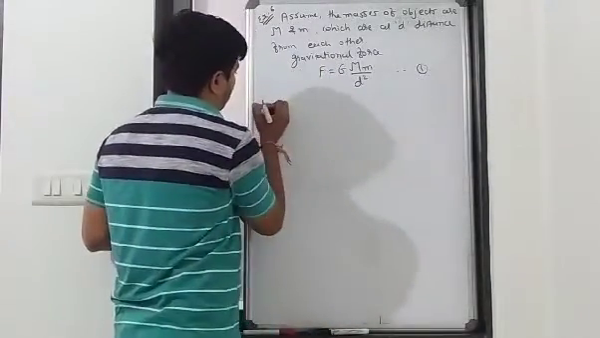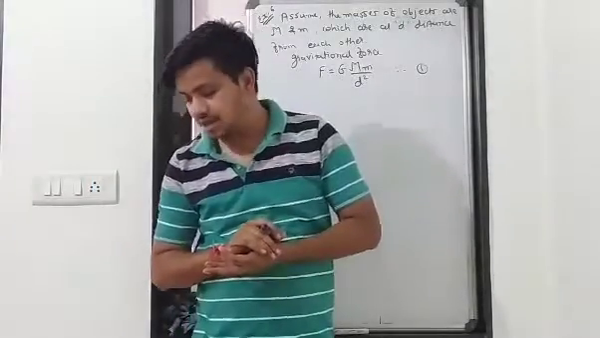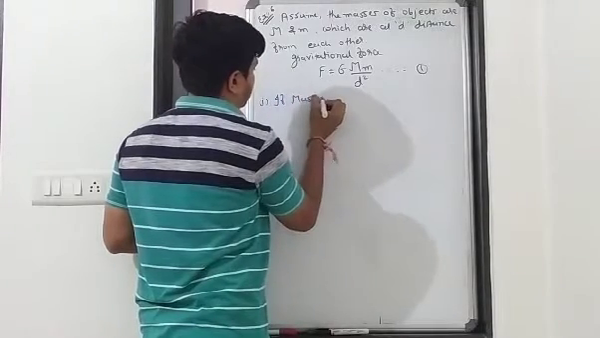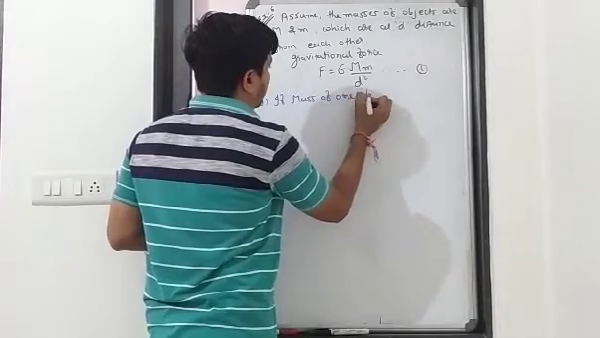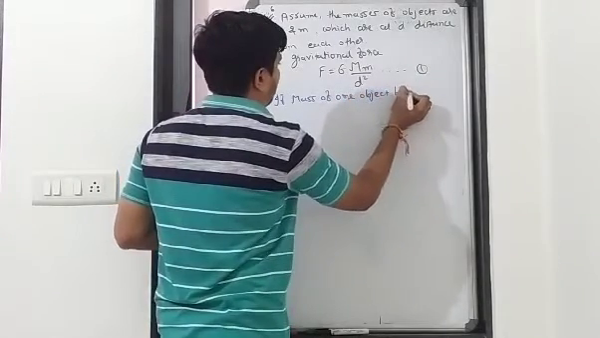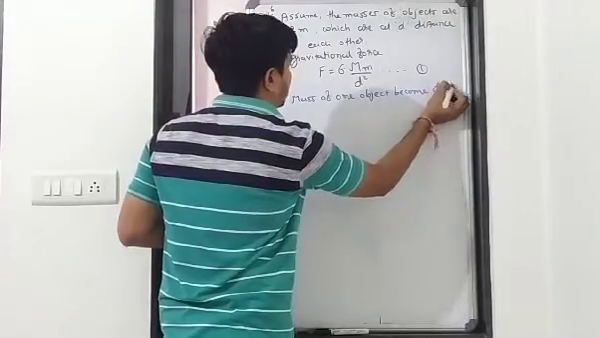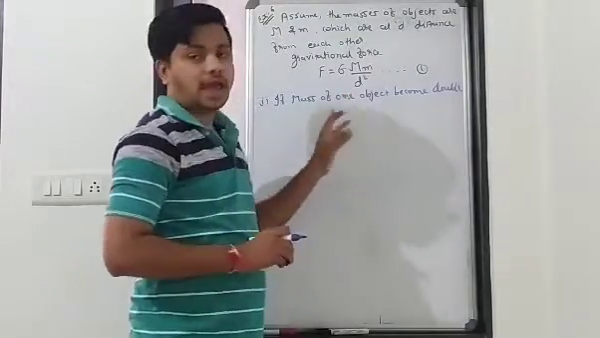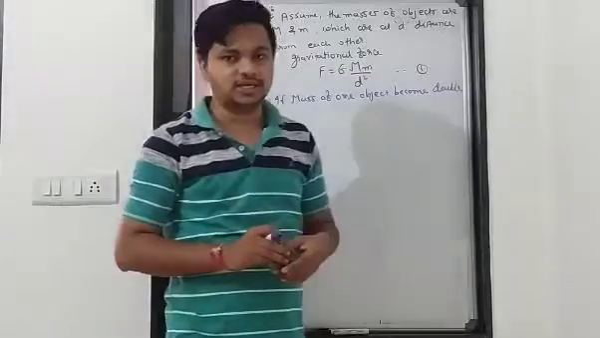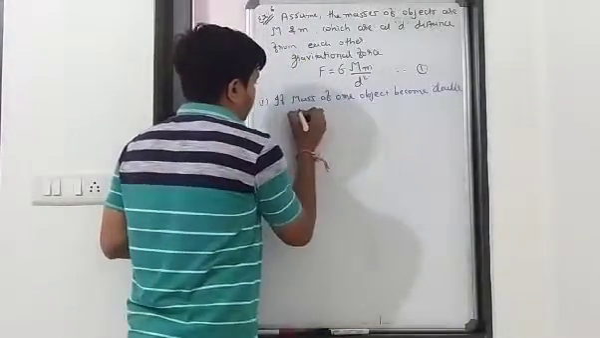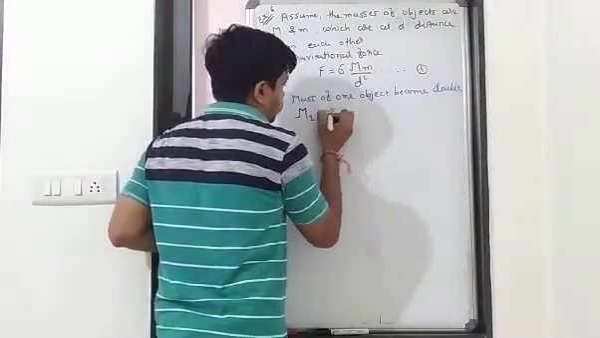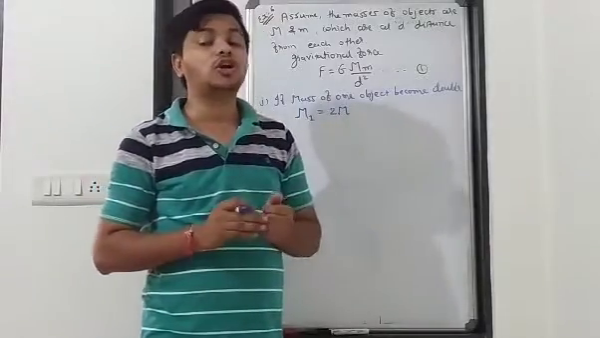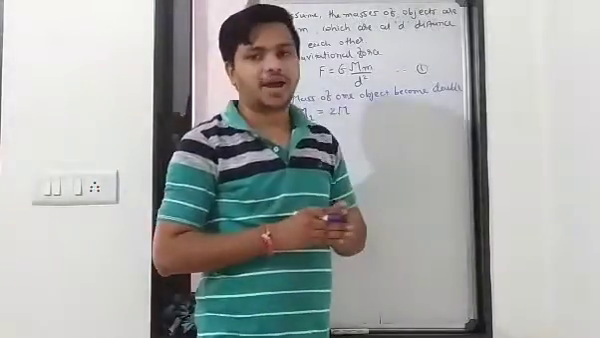The first question is, if the mass of one object becomes double. If I take a double mass of one of the objects, then you can take capital M as twice M or small m as twice M, as you wish, right? So I am taking capital M. So M1 is equal to 2M. As it is double, not half, I am taking twice M.